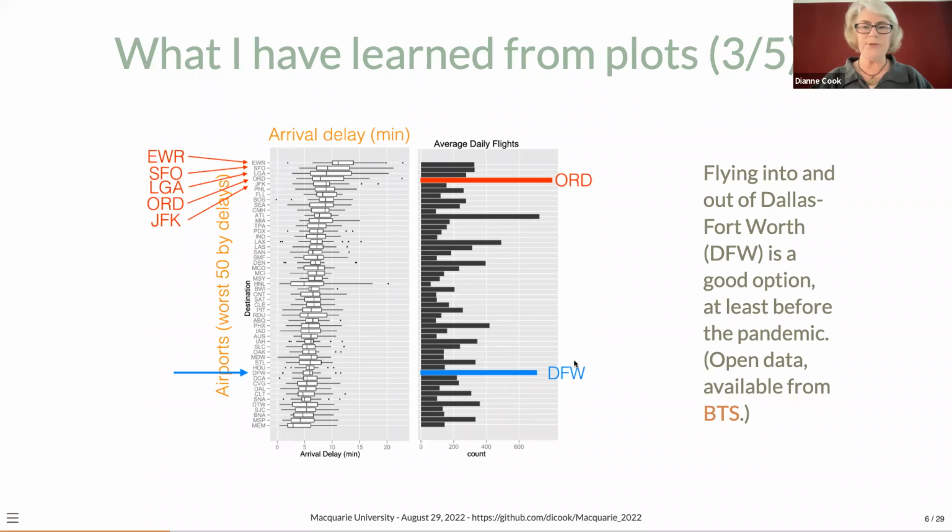The one interesting thing to point out here is that Dallas-Fort Worth handles a lot of traffic, but it does so more efficiently than most of the other major airports. Now, this is all before the pandemic, so I'm not sure that's necessarily the case anymore, but it definitely helped me work out which airports to try to target to go through and which ones to avoid.